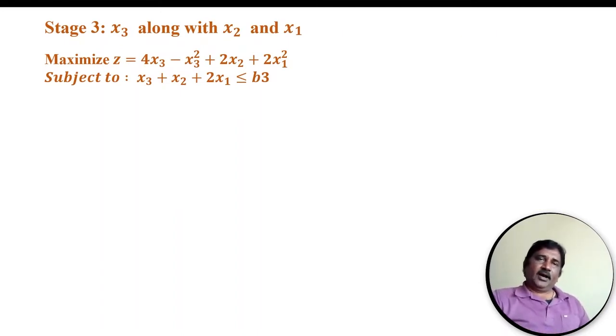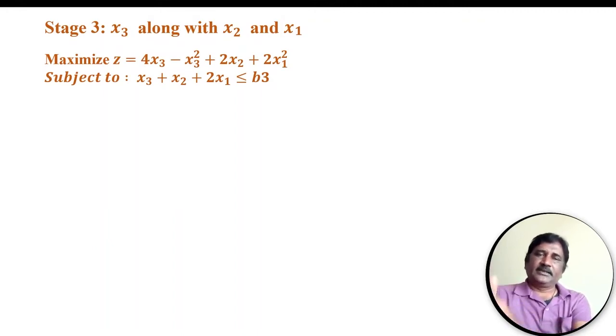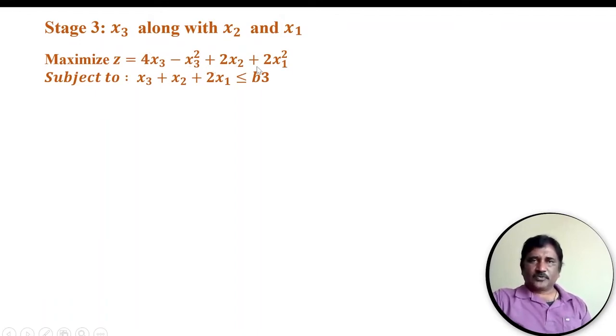Stage 3. Now in stage 3, you will be considering variable x3 along with x2 and x1. So your problem goes like: maximize z equal to 4x3, as I have said to you. The new variable which you are introducing in your stage should be written first, and then the previous stage variables. That should be your style. So your problem will be written as maximize z equal to 4x3 minus x3 square. This is the new entry in the objective function, plus 2x2 plus 2x1 square.